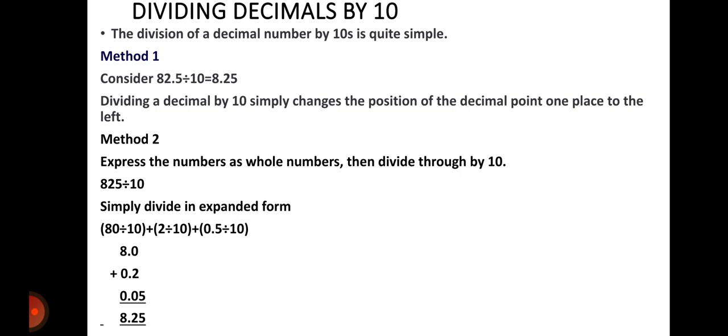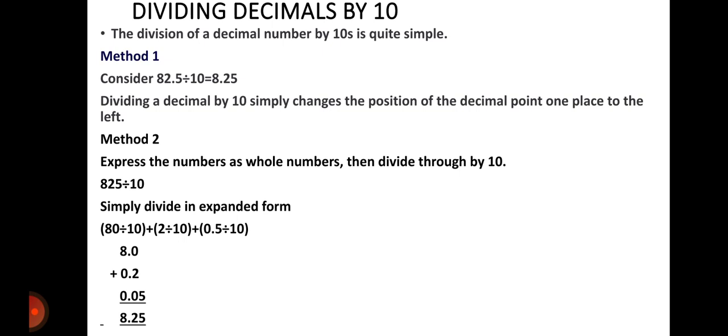So you say 80 divided by 10 plus 2 divided by 10, because we all know that 5 divided by 10 is 0.05, sorry. So 80 divided by 10 is 8. 2 divided by 10 is 0.2, while 0.5 divided by 10 is 0.05.